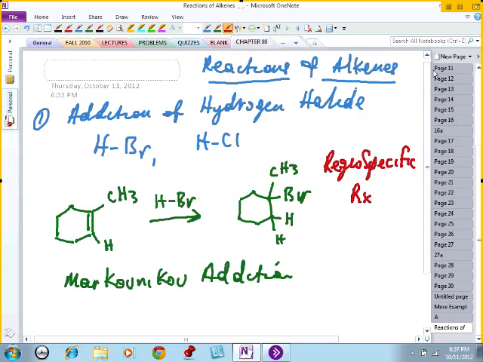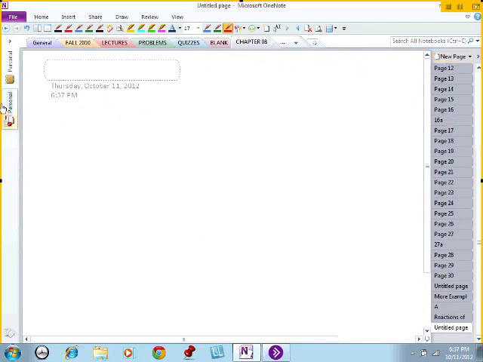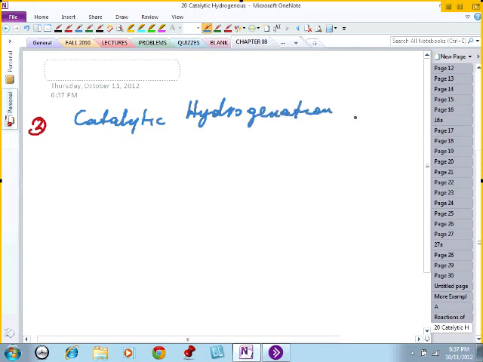Okay. We also have, call this reaction 2, hydrogenation. Catalytic hydrogenation. In the catalytic hydrogenation, what are we doing? We are adding the elements of hydrogen, 2 hydrogen atoms across the carbon-carbon double bond using a catalyst. Once again, we use this same example here.